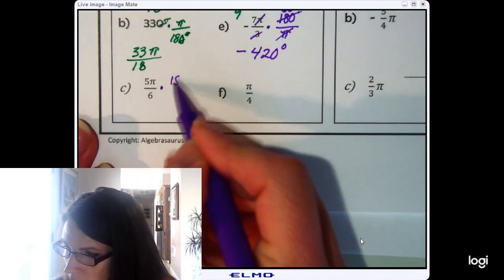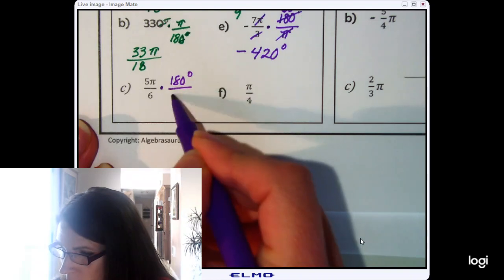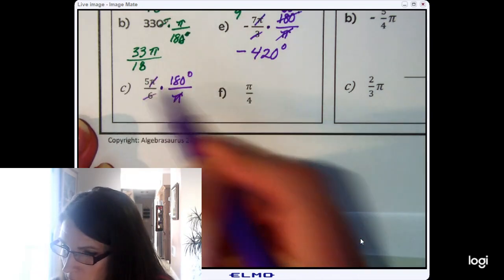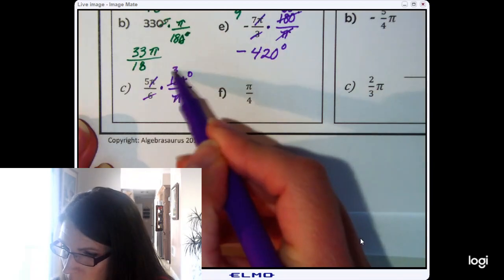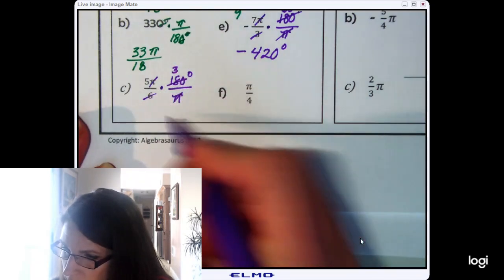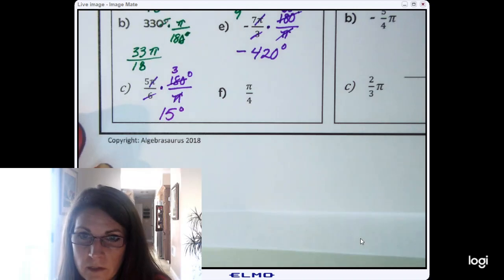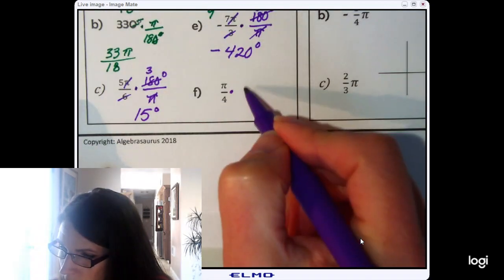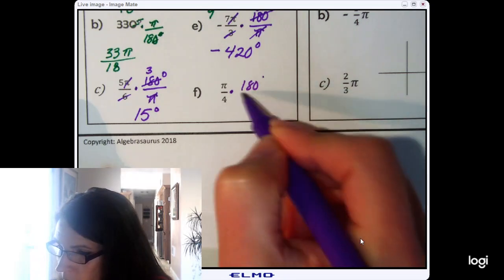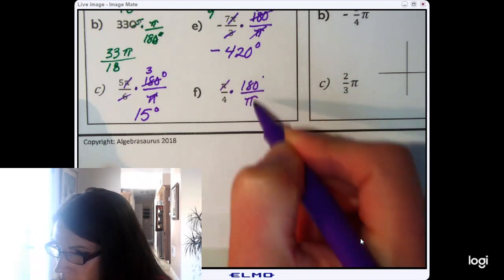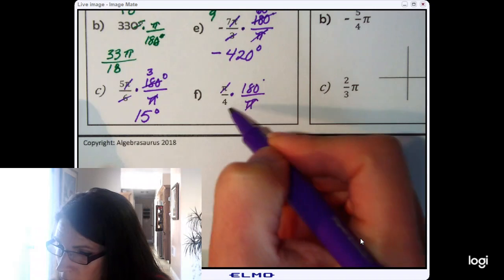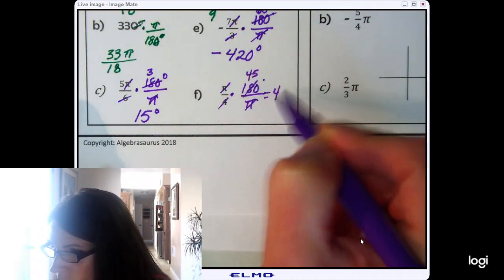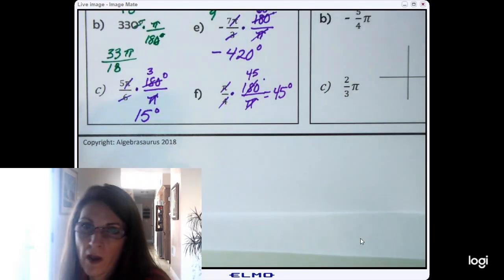Continue. Times 180. I need my pi's to cancel, so the pi needs to be in the bottom. Does 6 go into 180? Yes. 3 times. 3 times 5 is 15 degrees. Continuing, times 180. Need the pi's to cancel, so it needs to be in the bottom. Does 4 go into 180? Yes. 45 times. So I'm left with 45 degrees.